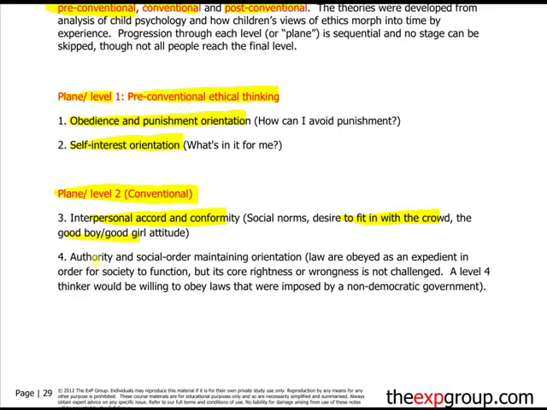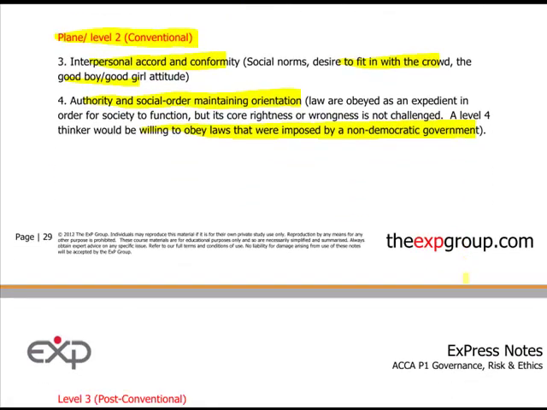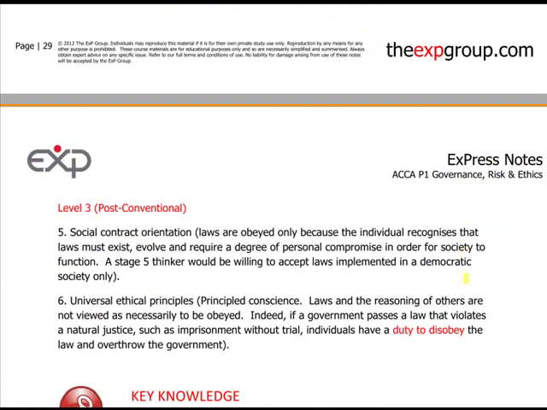Then you move up another stage to authority and social order maintaining orientation. So what we mean by that is laws are obeyed as an expedient in order for society to function, but its core right or wrong is not challenged. A stage 4 thinker would be willing to obey the laws that were imposed by a non-democratic government, so fairly obliging kind of person. Level 3, post-conventional, a lot of people don't get to this level, is social contract orientation.